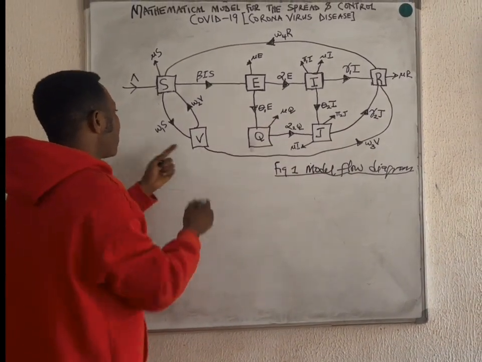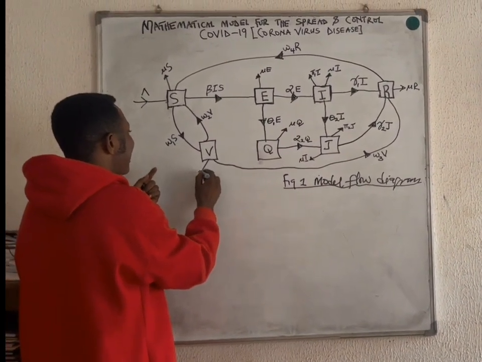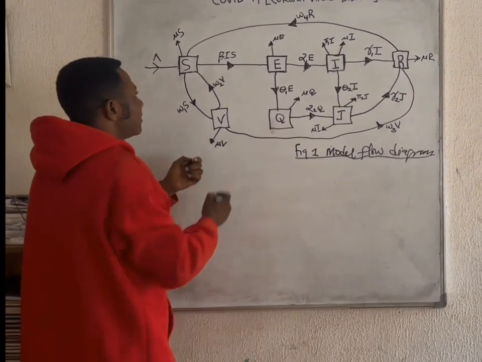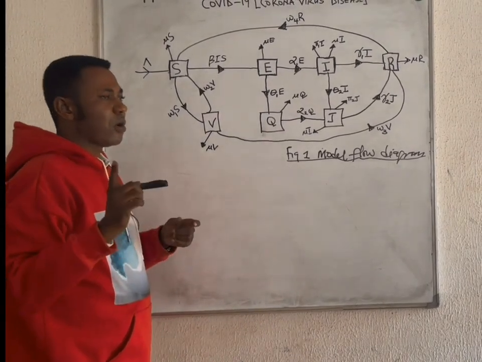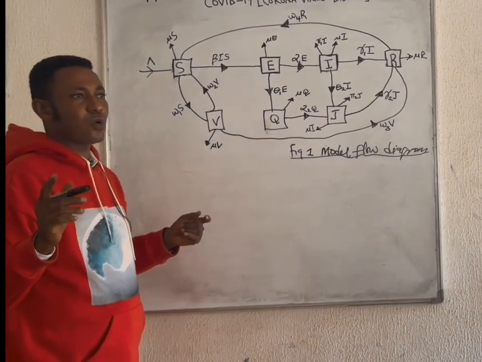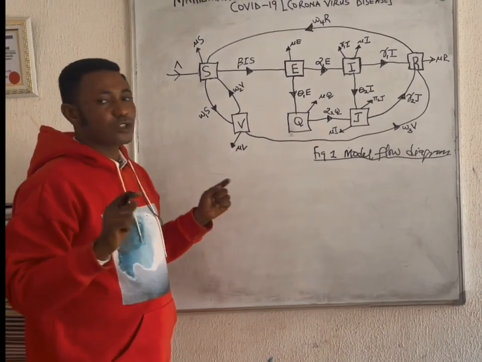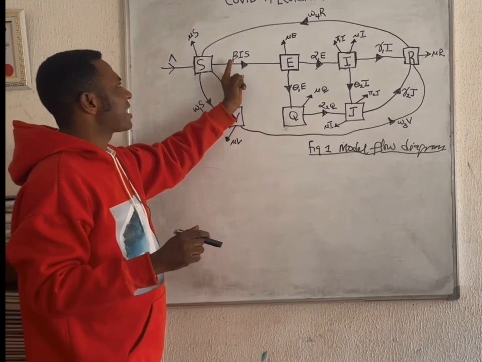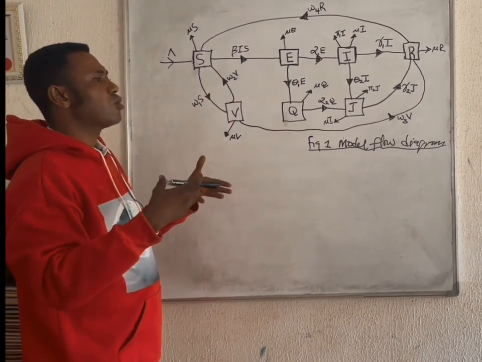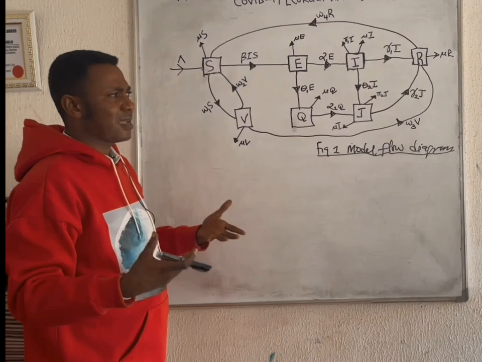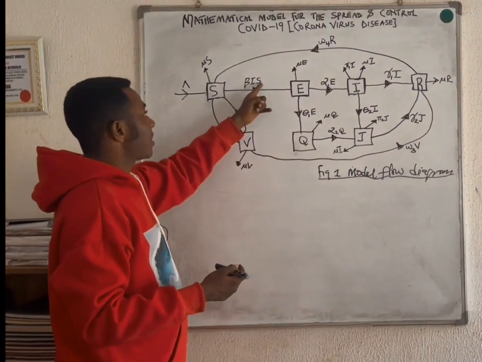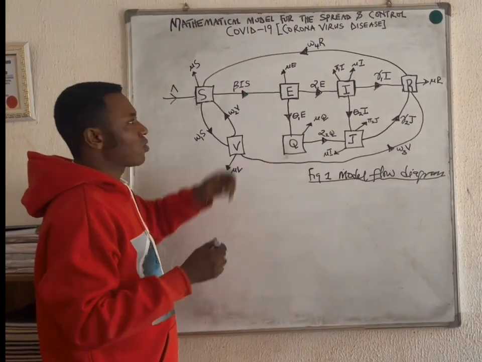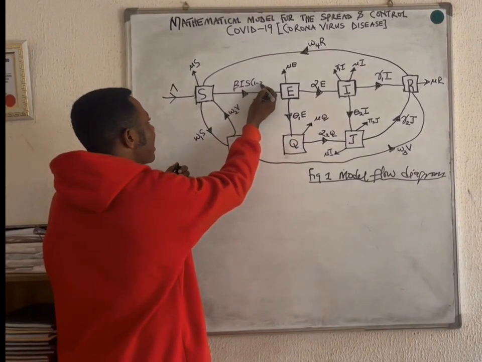And also, the vaccinated can die naturally again. That is it. Then, there's also a control measure that I want to introduce. Now, this is beta IS, where beta is the contact rate between I and S. So, we want to bring in an awareness campaign measure, that is, for the susceptible to keep social distance from the infected ones. So, let me bring something like 1 minus X.